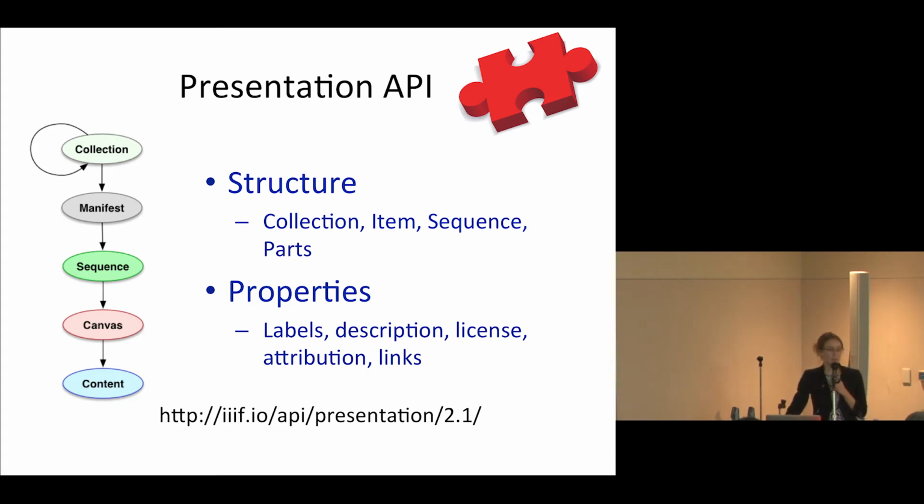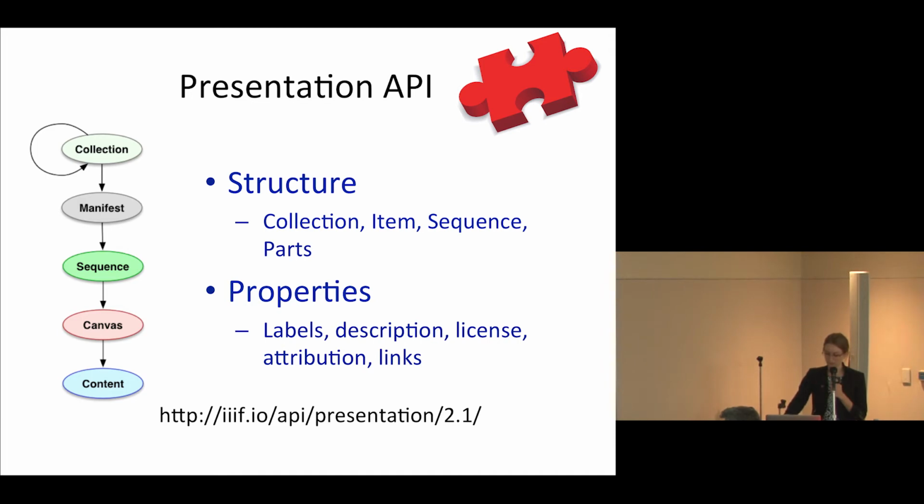And a quick overview of the presentation API. For each object that you're representing with IIIF, it will have a manifest. So for example, a book would have a sequence of pages. So the presentation API basically just provides structure and labels and descriptions and other contextual information about the object and images that you're showing.